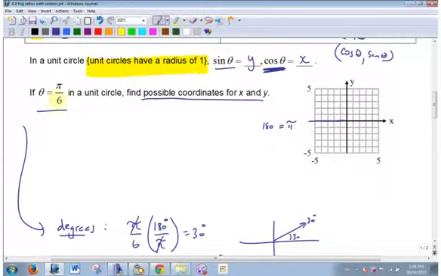Pi over 6, first of all, where is that? I start here at 0. This is pi over 2. Half a pi, this is a whole pi, this is 1.5 pi, and I come around here again and I got 2 pi. That's a full revolution. That we should be having memorized before the end of the day, okay people?